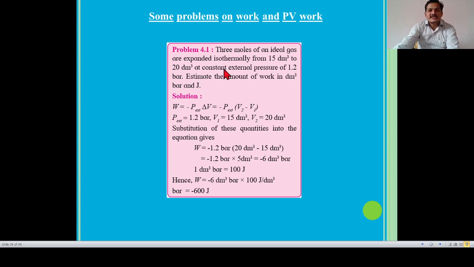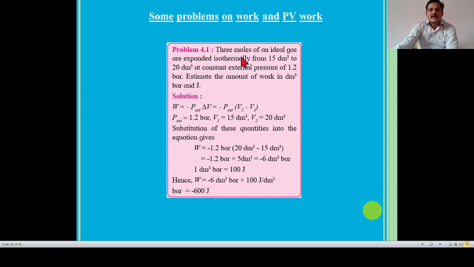So number first: 3 moles of ideal gas expanded isothermally from volume 15 dm³ to 20 dm³ at constant external pressure of 1.2 bar. Estimate the amount of work in dm³ bar and joule. So the solution: W is equal to minus Pex into delta V. That is the formula for expansion of gas. So delta V is converted into V2 minus V1.